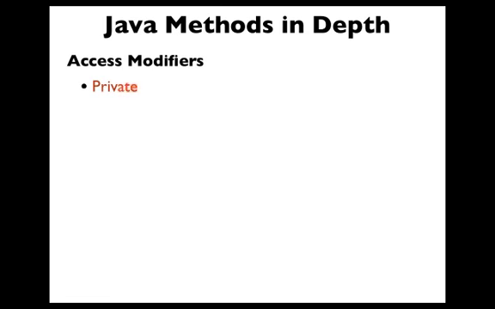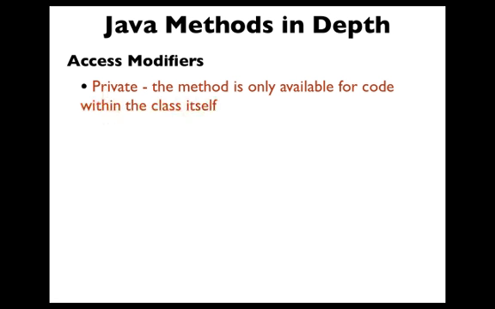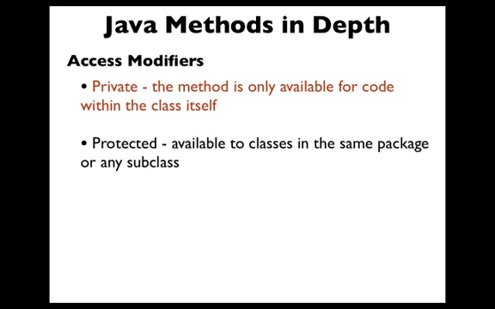Access modifiers. There are 4 basic access modifiers. These are private. This means that the method is only available for code within the class itself. We also have protected. This means that it's available to classes in the same package or any subclass. A protected method is not available to classes that are not in the same package.